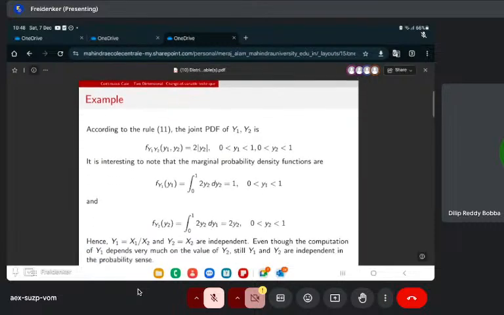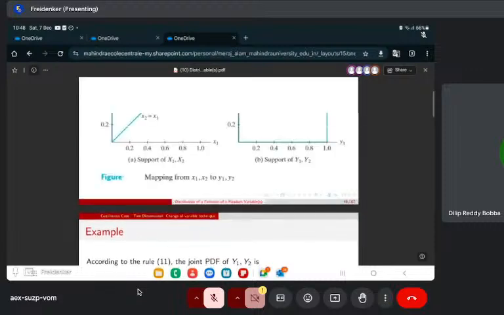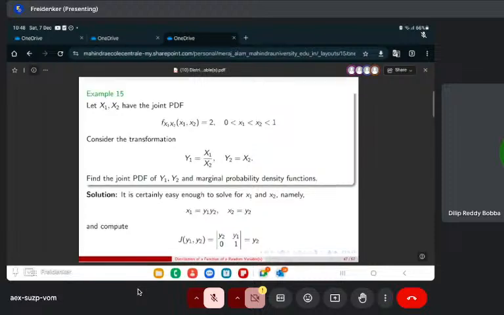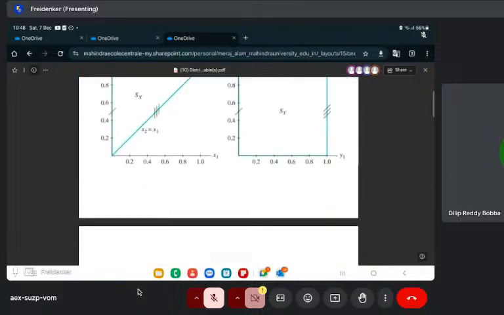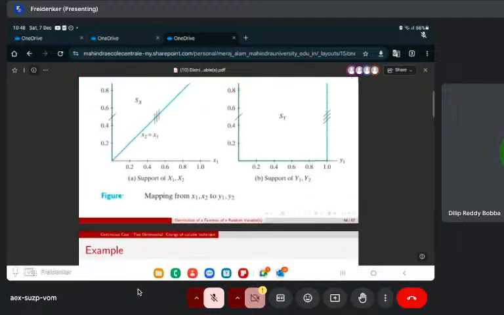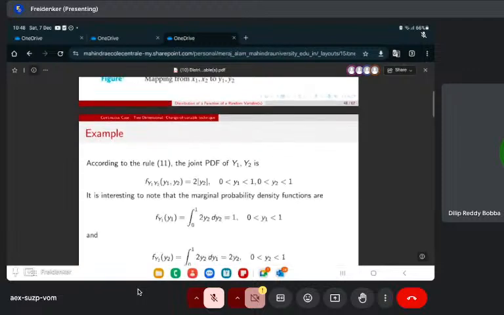Now they're applying the theorem. So PDF y1 y2 is nothing but PDF x1 x2, which is given to be 2 in this example. The PDF is 2, a constant. So you get a constant 2, and then you multiply it with the Jacobian of y1 y2. The Jacobian is mod y2. You have to take the mod of the Jacobian. So 2 times mod y2. And the region, yes, you have to write the region as well.